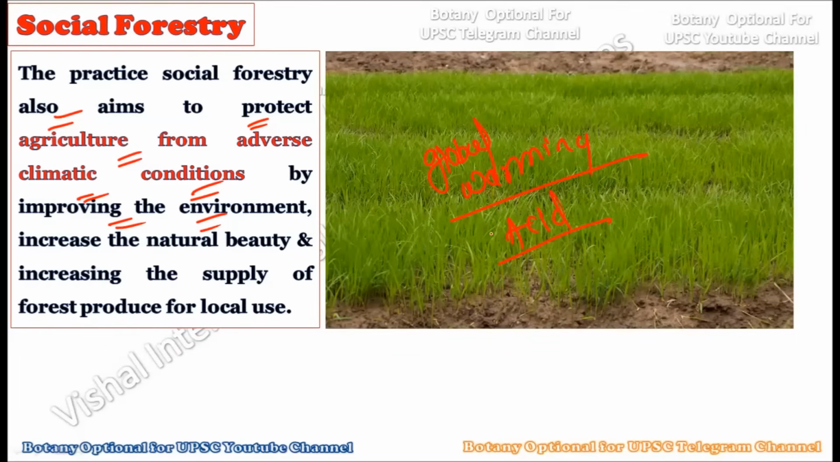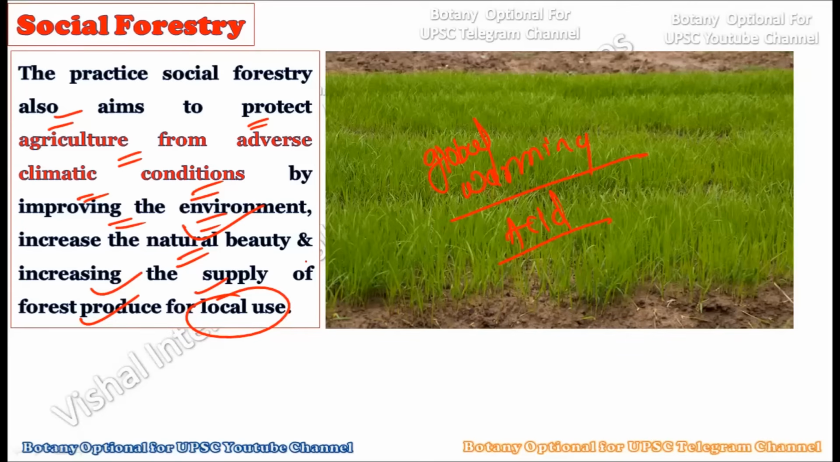So social forestry is not only limited to the local people or to the environment only, it is also contributing to the agriculture. On the one hand, the agriculture gets saved, on the other hand, the natural forest has also got saved. So you can say social forestry is playing a major role in controlling the adverse climatic conditions, right? It will also increase the natural beauty and increase the supply of forest produce for local use. So basically what we try to say here is that social forestry is a multi-dimensional concept.